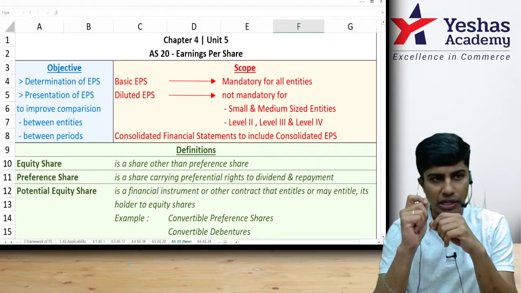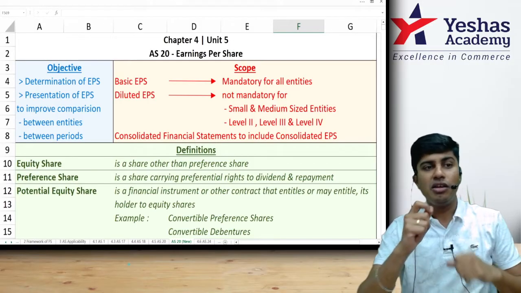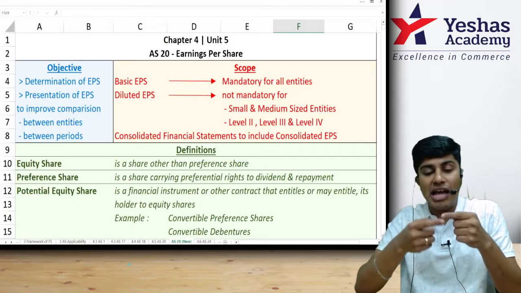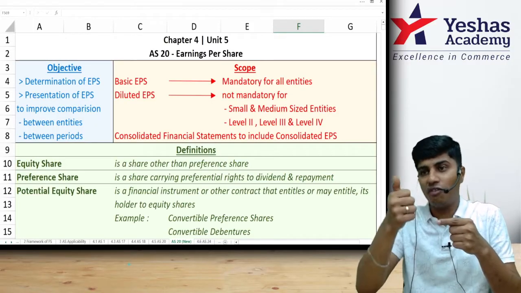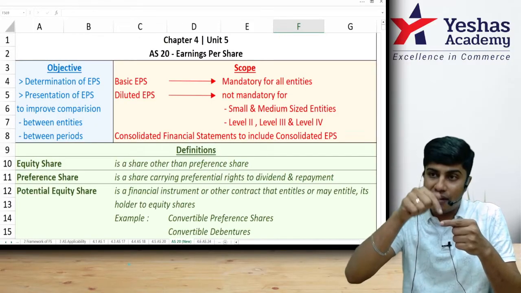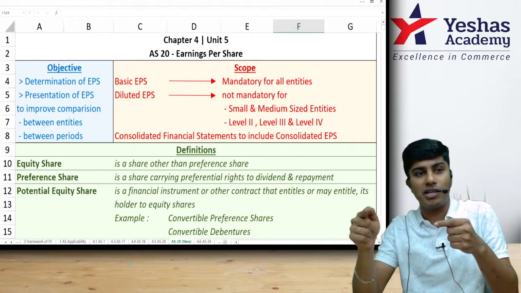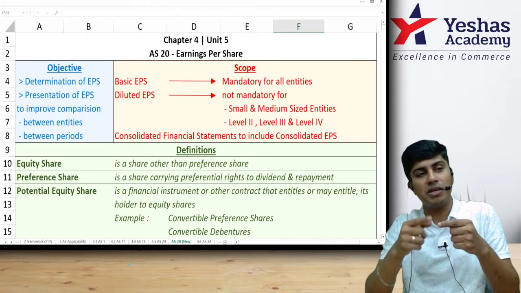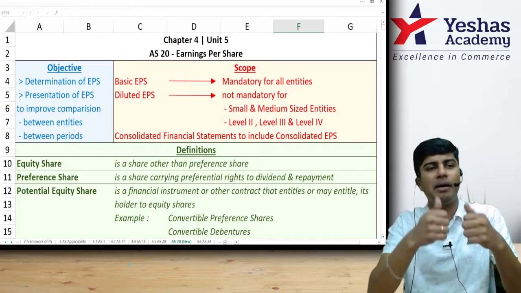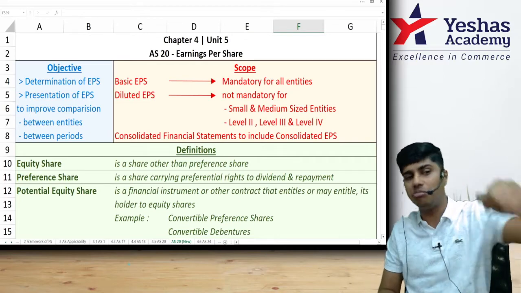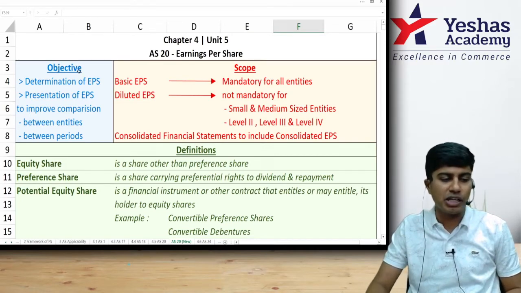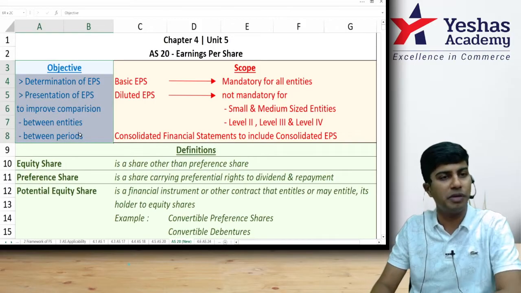So we are going to learn computation of EPS, which will help us compare our last year's EPS with current year EPS for decision making, compare our EPS with our competitor's EPS or another company in the industry's EPS. All of it to help us in comparison, to help us in decision making ultimately. That is the objective of accounting standard 20 earnings per share.